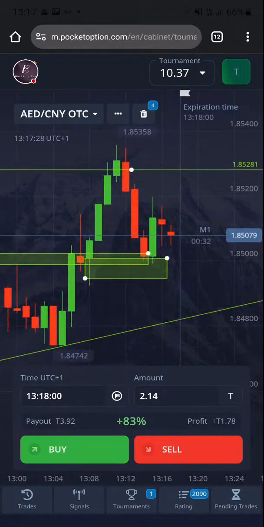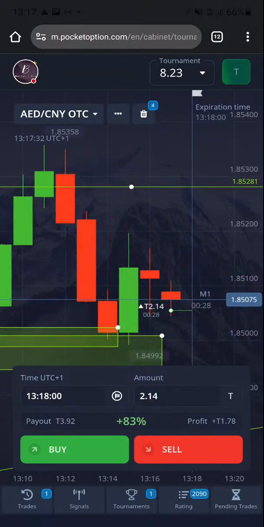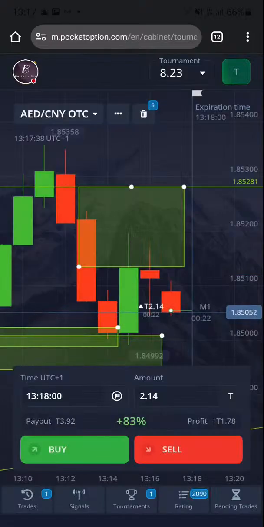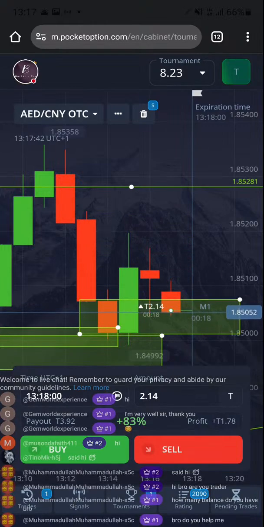You're welcome. I feel like going with the buyers here. I'll tell you why I want to go with the buyers. Number one, we have a gap down, and number two, we have a demand. It's not a strong demand, but I'm expecting the demand to be able to give us a green candle.